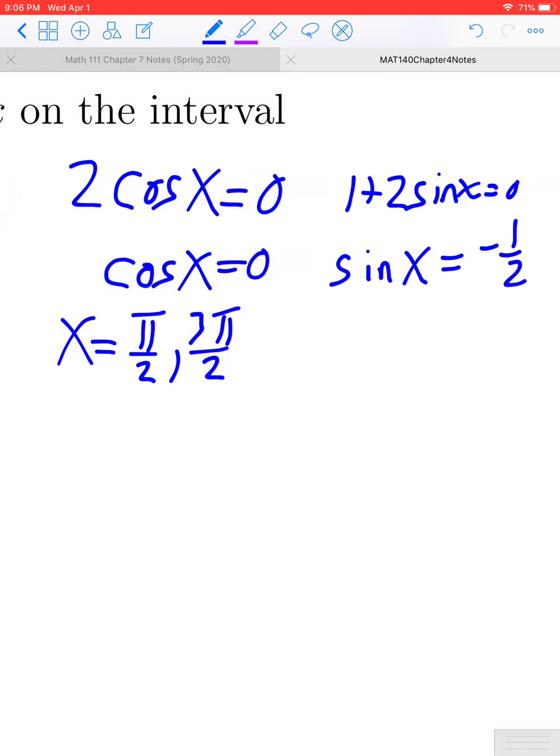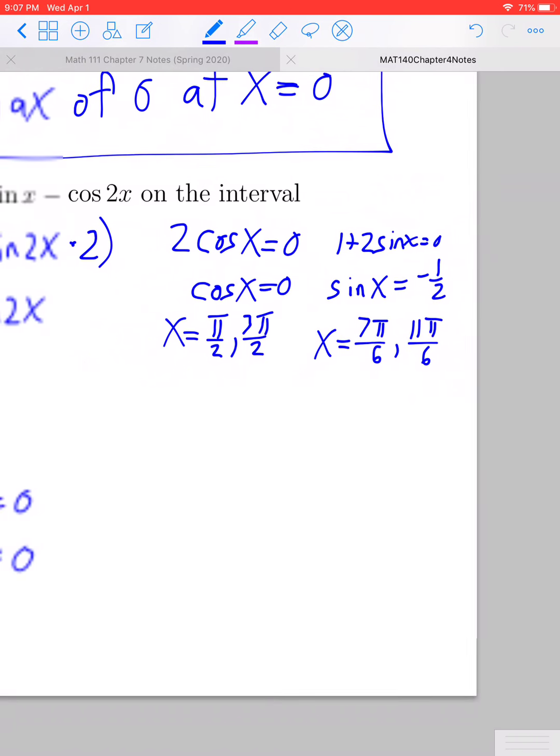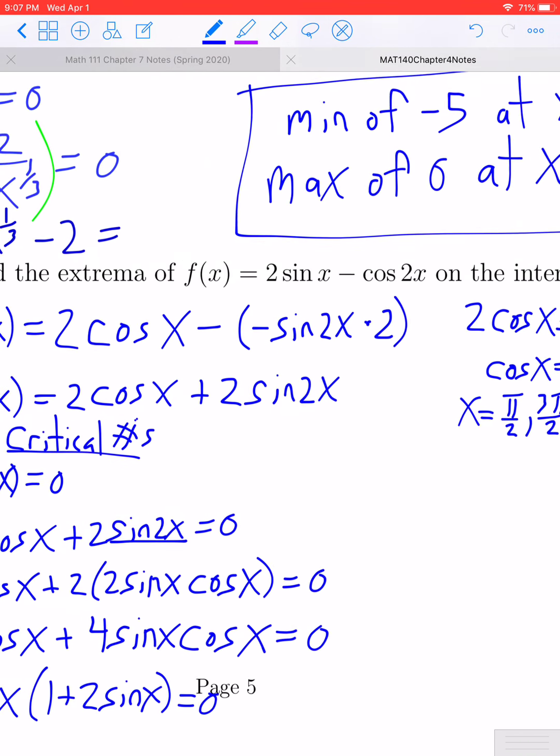The sign is negative in quadrants 3 and 4, so you should get 2 solutions for this as well. The first one is going to be 7 pi over 6, and the second one would be 11 pi over 6. Okay. So those are our critical numbers where the derivative is equal to 0.